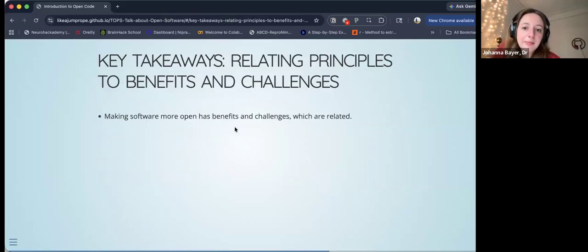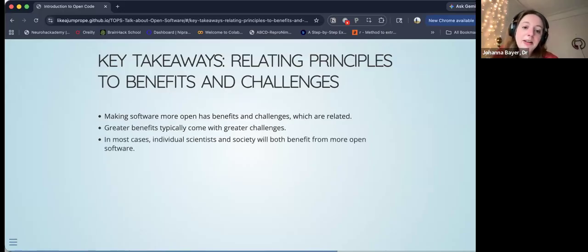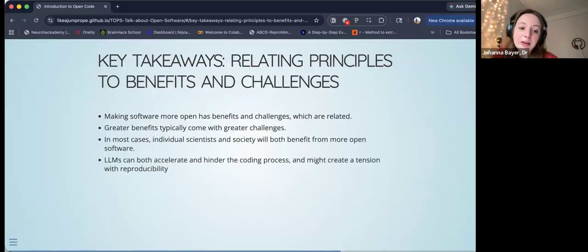This is the summary of this section. Making software more open has benefits and challenges, which are related. Greater benefits typically come with greater challenges. In most cases, individual scientists and society will both benefit from more open software. And LLMs can both accelerate and hinder the coding process and might create a tension with reproducibility. Not necessarily with openness, but I think with reproducibility, at least for now.